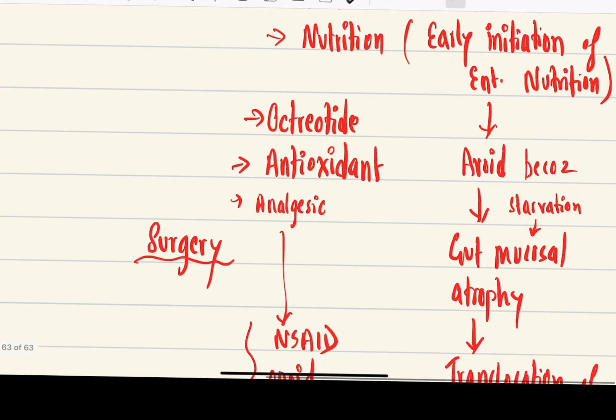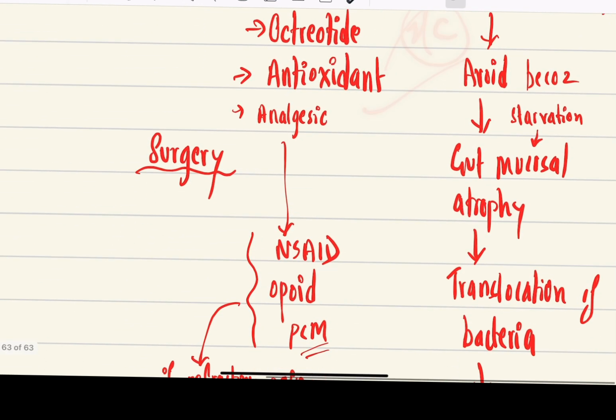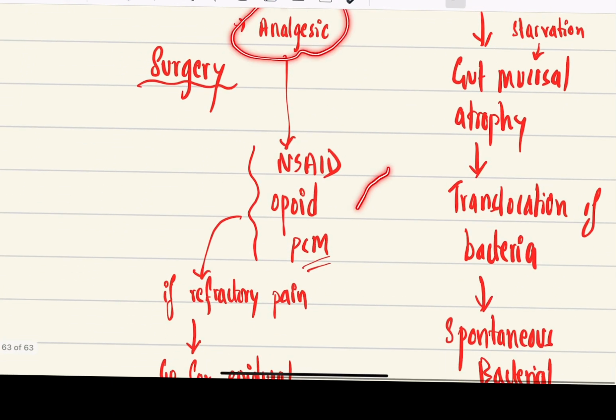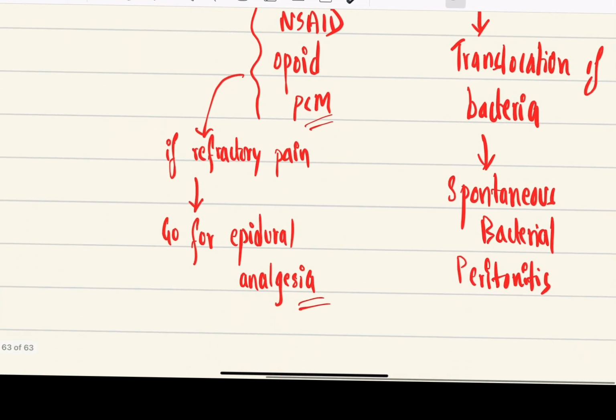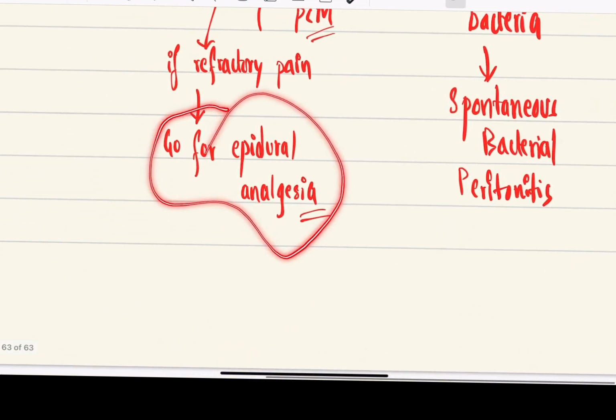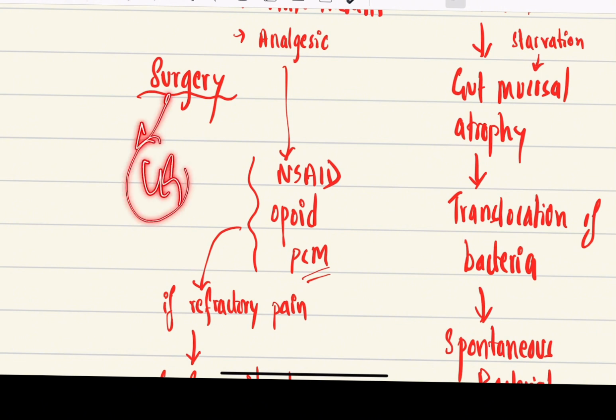And we can give octreotide subcutaneously. Antioxidants and analgesics like NSAIDs, opioids, and paracetamol can be given. But if there is refractory pain, then we can go for epidural analgesia. And for surgery, there are some indications, but if there is gallstone, then we should remove the gallbladder. Thank you.